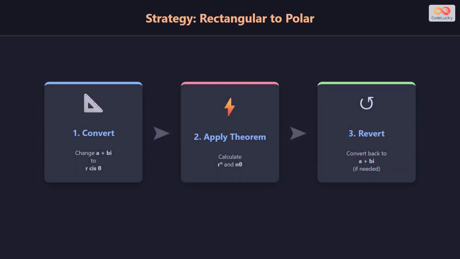What if the number is not in polar form? The strategy is simple. First, convert your rectangular number a plus bi into polar form. Second, apply de Moivre's theorem to find the new radius and angle. Third, if required, convert the result back to rectangular form.